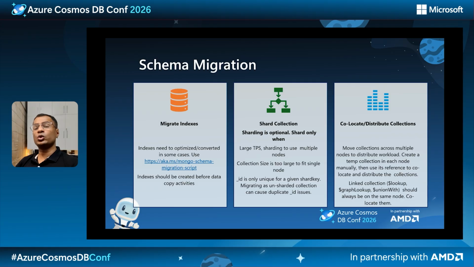You may also decide to, instead of sharding, co-locate the collection, which basically means I have 5 nodes, and I can distribute my collections across these 5 nodes instead of sharding. So I may say, okay, I will store some data on node 1, some data on node 2, and some data on node 3. You can manually decide which collections will reside on which node, and that's called distribution. Remember, when you do the distribution, collections that are referencing each other should be together. I mean, collections which use lookup, graph lookup, or union with should always be on the same node so that you get good performance.